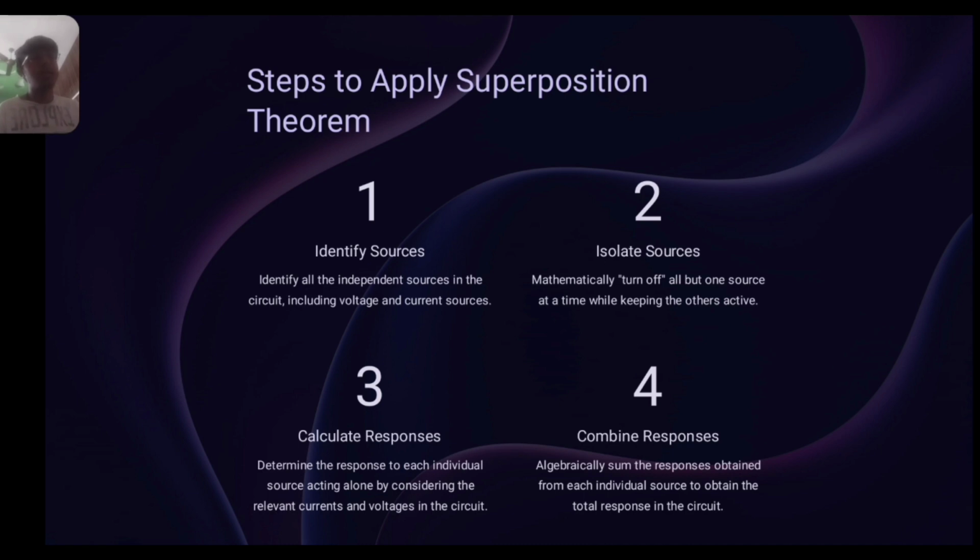Next, second step, isolate sources. Mathematically turn off all but one source at a time while keeping the others inactive. Third, calculate responses. Determine the response to each individual source acting alone by considering the related current and voltage in the circuit. Then, combine responses: algebraically sum the responses obtained for each individual source to obtain the total response in the circuit.